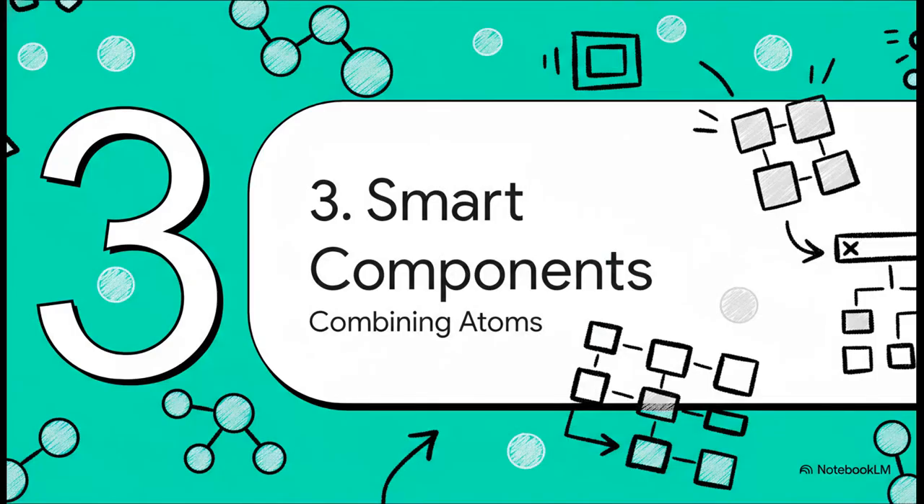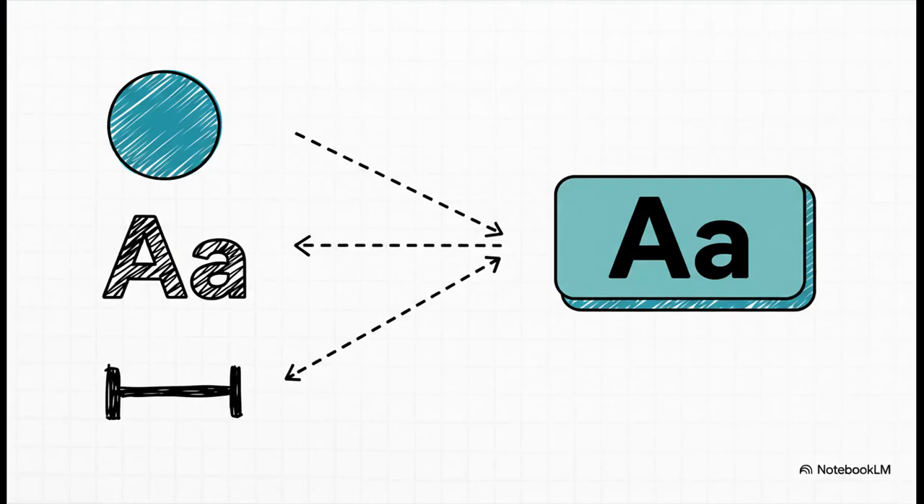Okay, so we've got our atoms. Now the real fun begins. It's time to start combining them to create our very first functional molecules. These are our smart, reusable components. A simple button is the perfect example here. A button isn't just a rectangle with some text, right? It's a sophisticated little molecule. It combines a color atom for its background, a text style atom for its label, and a set of spacing rules, all bundled into one neat, reusable package.